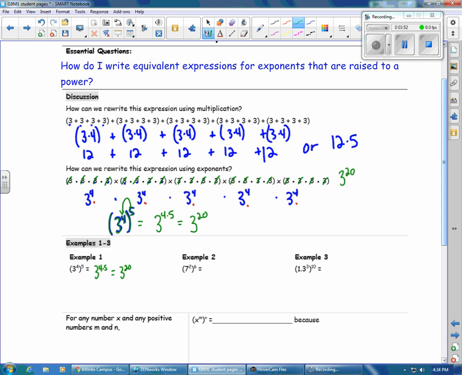So write down something. We're going to keep the base, and we multiply the exponent on the outside of the parentheses by the exponent on the inside of the parentheses. So 2 times 6, or 7 to the 12th power. Example 3, 1 1/3 to the 3rd power to the 10th power. So again, exponent on the outside multiplied by the exponent on the inside. I'm going to keep my base.